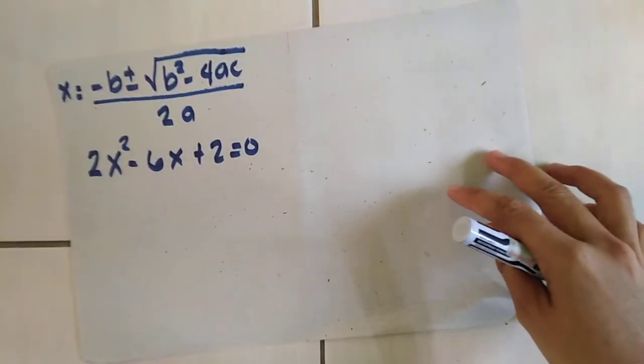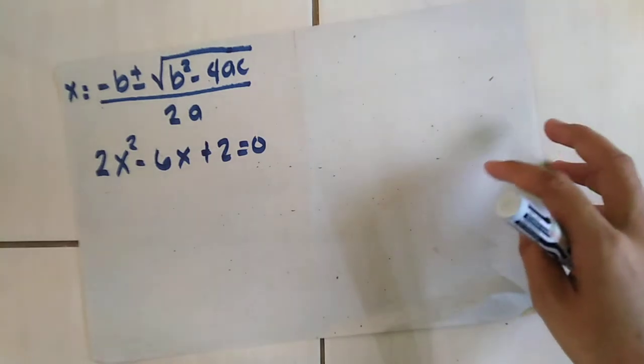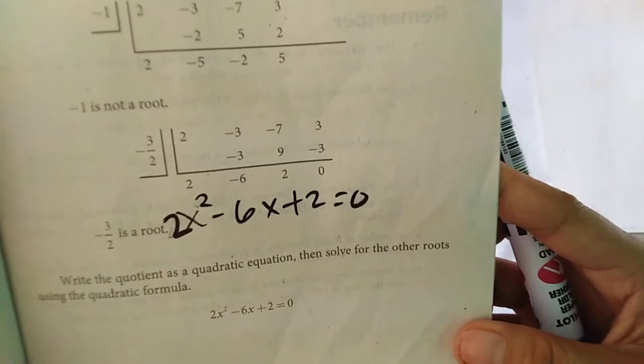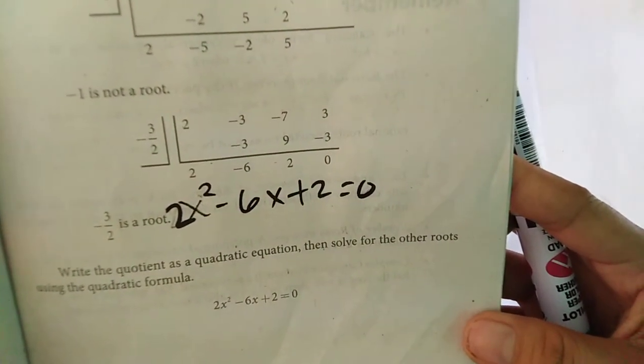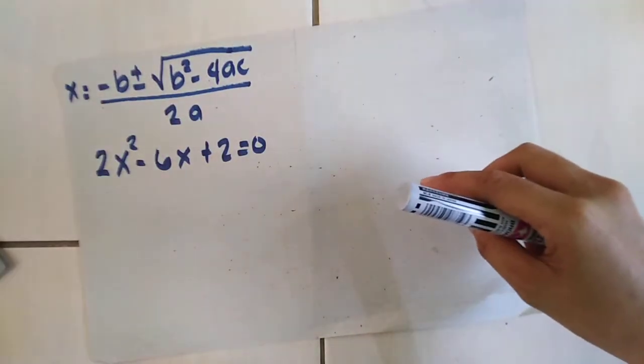Back to the formula: x equals negative b, plus or minus the square root of b squared minus 4ac, over 2a. What we got from the depressed polynomial earlier is 2x squared minus 6x plus 2 equals 0. You might be confused about where this came from, but that is what we solved: solve for the other roots using the quadratic formula. So now let us solve it.